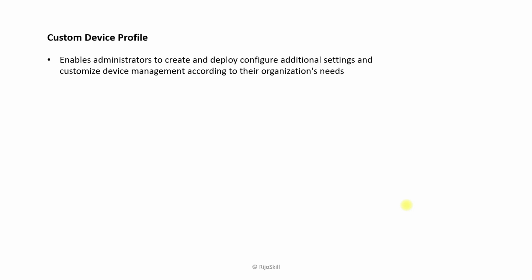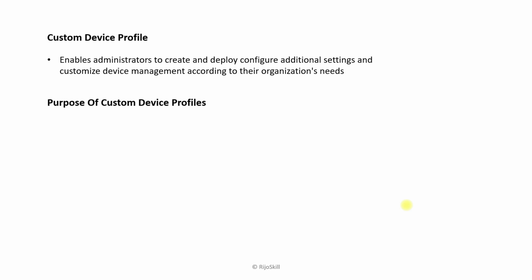A device profile enables administrators to create and deploy configurations, additional settings and customize device management according to the organization's needs. In the previous chapter we discussed how to create the device profile. You get the inbuilt MDM and Intune policies available, you choose that policy and then push it at the user or device level. If you want to do custom settings, the custom device profile supports the creation of custom policy.